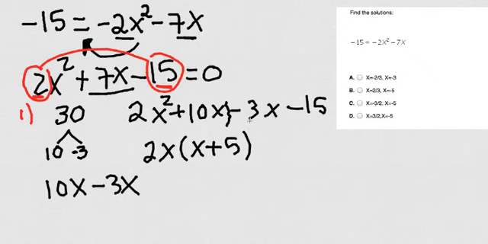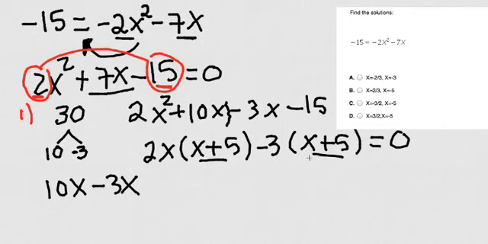Awesome. Now I'm going to go to the right side. What can I factor between negative 3x and negative 15? Well, I can actually take a negative 3 out. You can always check your answer by, if you multiply negative 3 times x, you should get negative 3x. Negative 3 times 5, you should get negative 15. This is very important. When you factor, you should get two parentheses that look exactly the same. If you did not get exactly the same, then you did something wrong.